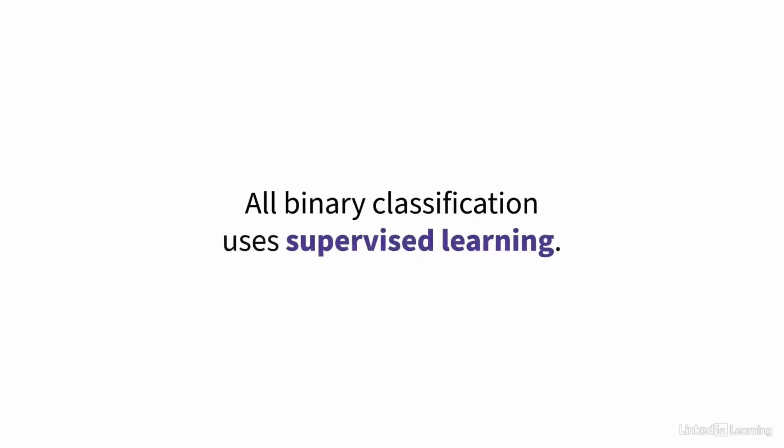Is the hotel room going to be booked next week? Will the stock market go up this afternoon? Is this email message spam? All binary classification uses supervised machine learning. Remember that supervised learning depends on labeled data. That means that the machine learning system is trained to classify the two answers. So to use these systems, you need to first create a training data set.